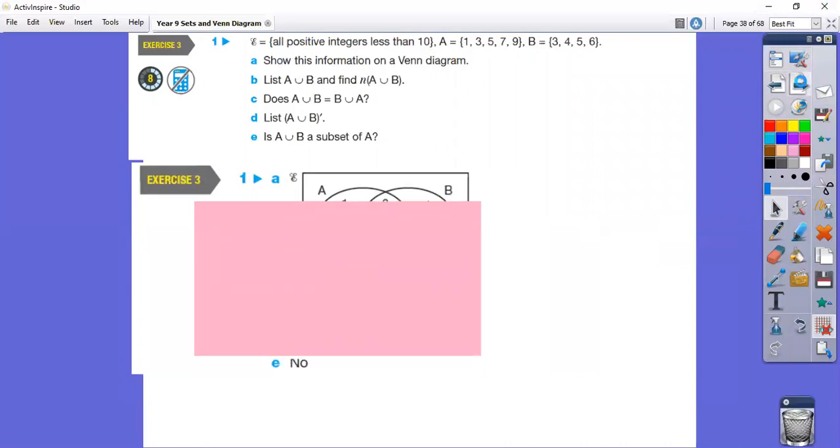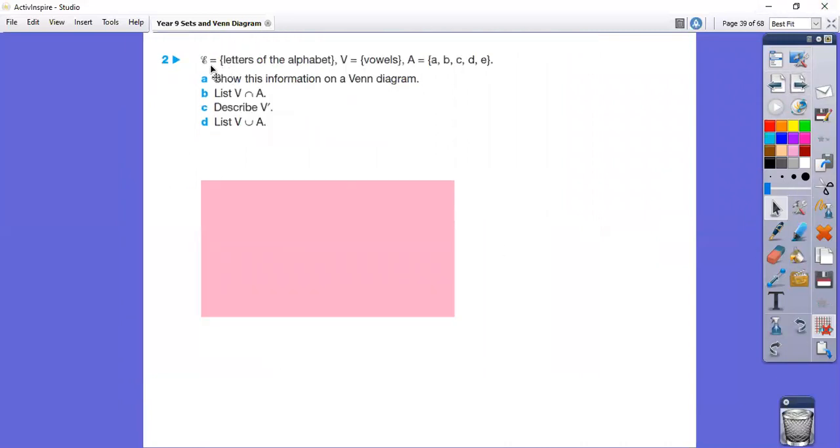Okay, moving on to the second question. The universal set is the letters of the alphabet. Set V has the vowels, so your vowels are A, E, I, O, and U. And set A is A, B, C, D, and E.